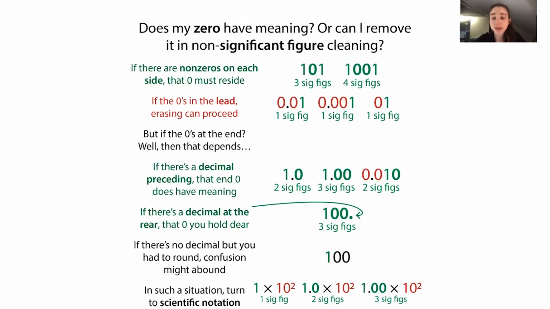So let's go over some of these rules now that we have this analogy. Let's go with some numbers. With significant figures, the biggest complicating thing is whether or not a 0 counts.